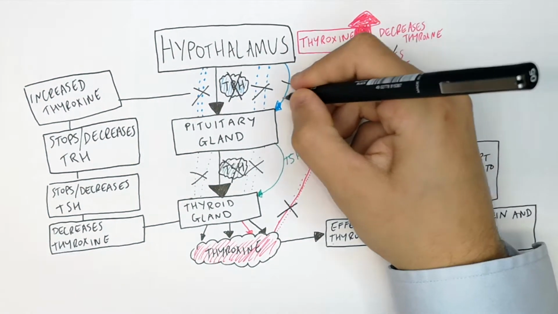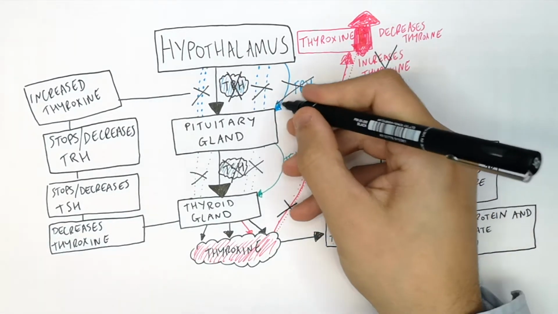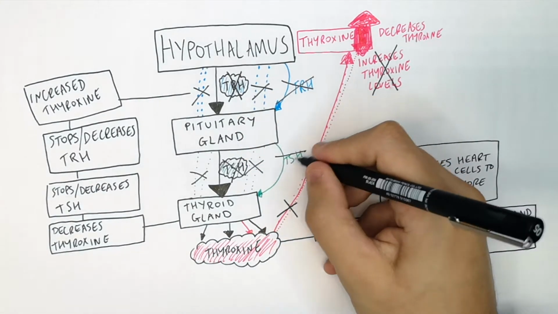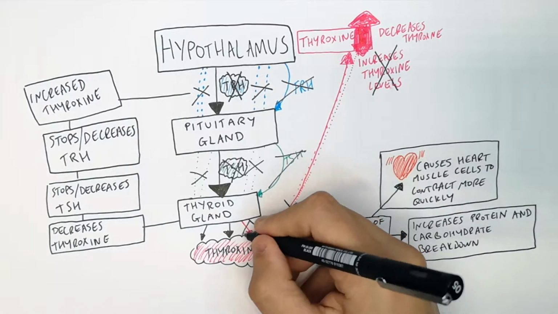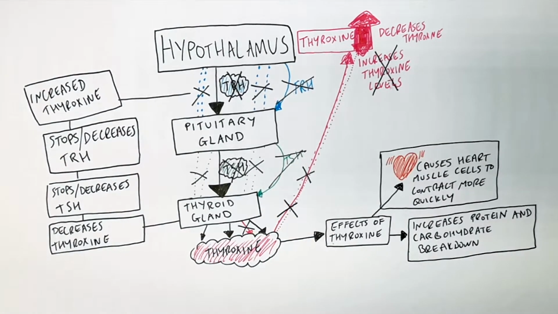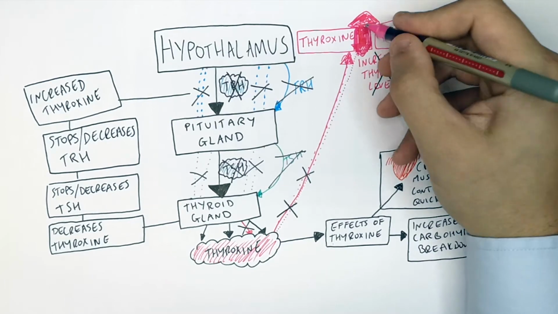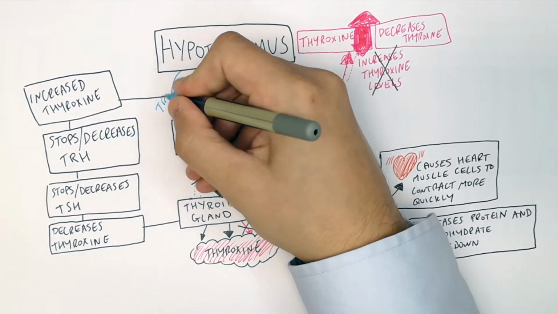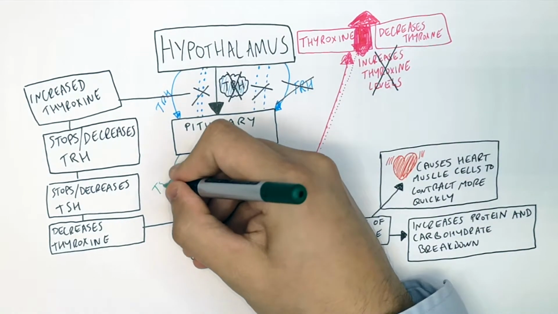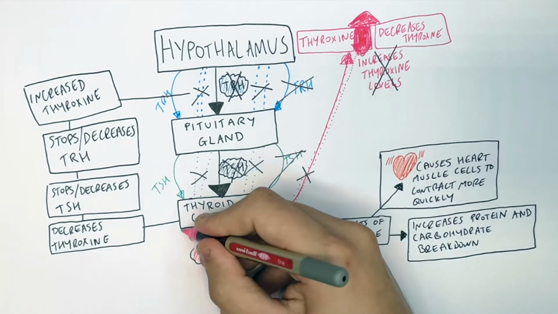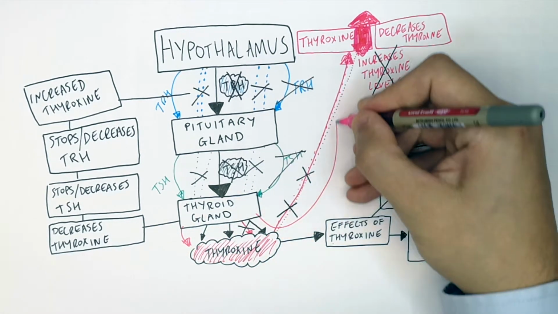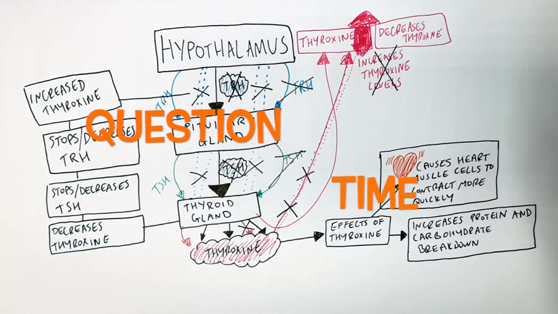So then the hypothalamus stops producing TRH, which then causes the pituitary gland to stop secreting TSH, which means that the thyroid gland will produce less thyroxine. So the hypothalamus detects these decreased thyroxine levels, produces TRH, which then causes the pituitary gland to secrete TSH, and then the thyroid gland to produce more thyroxine. This is homeostasis.